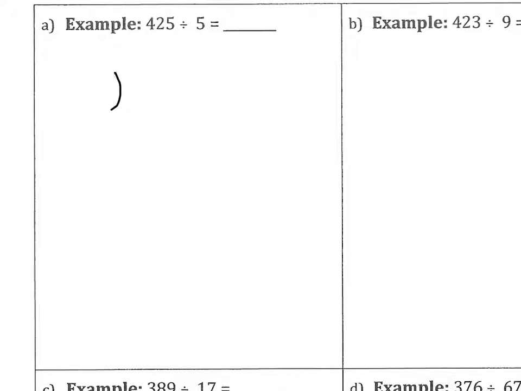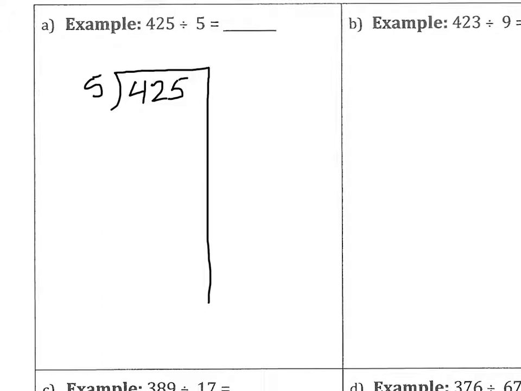So we start like this. We're just going to draw a little line, and it's 425 divided by 5. So if you were to share 425 of something with 5 people, how many would you have? All right, so here we go.